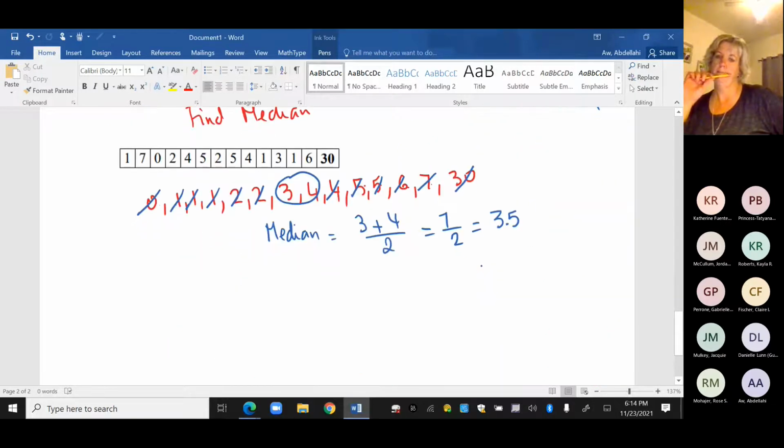Okay, so now look, how can we get to this answer without crossing out? How can we locate the median? Let's use the number of data, which is 14. We can locate the median like this.